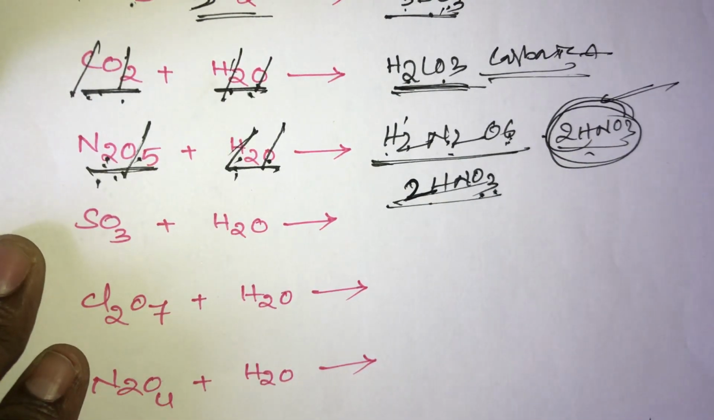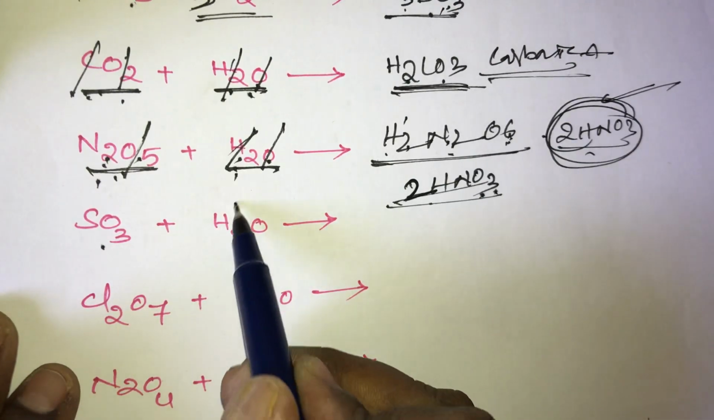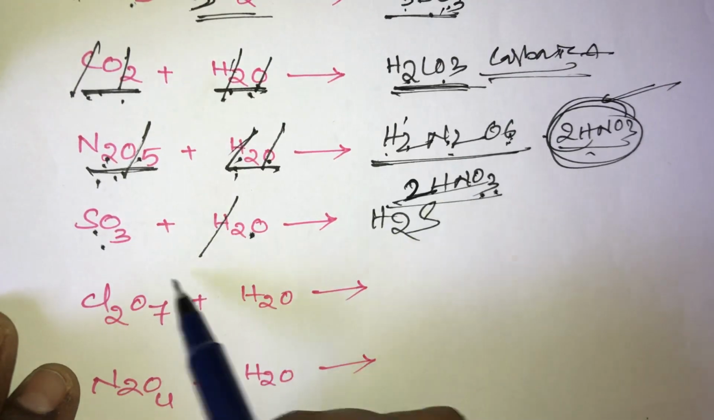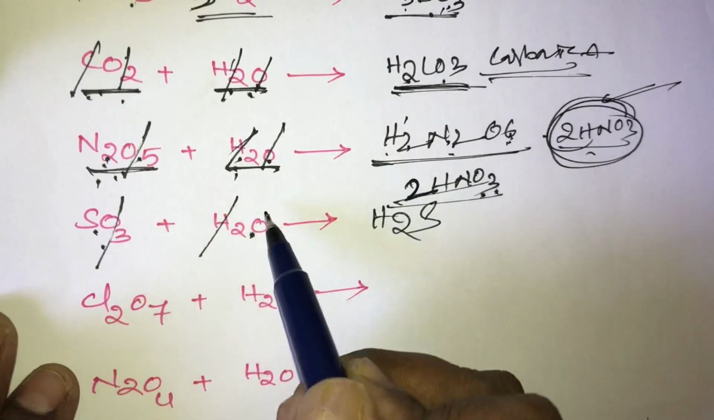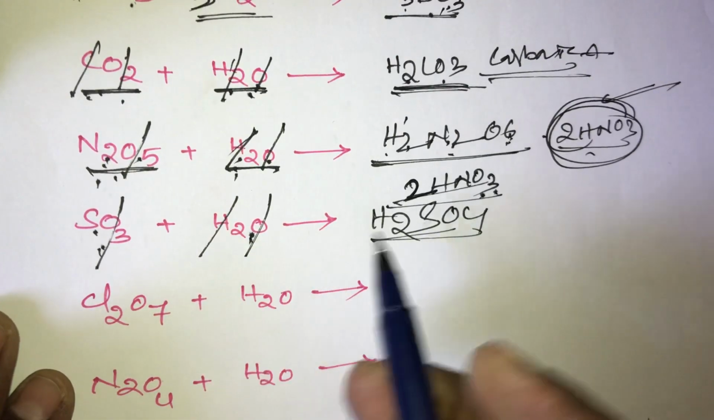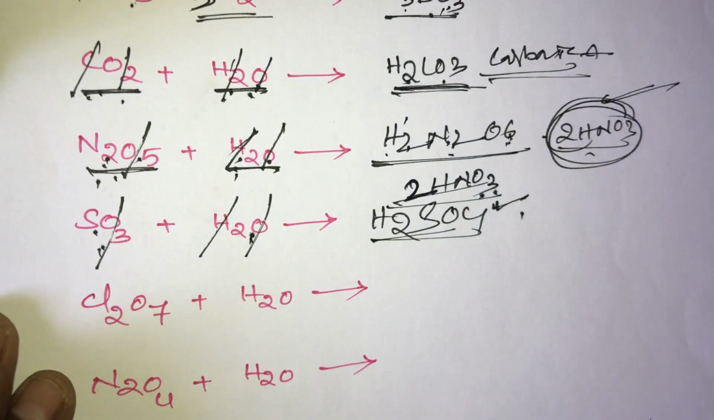2 moles of HNO3. And SO3 dissolves in water. What happened? Here write H2. Here sulfur, only one sulfur is there, S. Total oxygens: 3 oxygens here, 1 oxygen here. That is H2SO4. SO3 dissolves in water to form H2SO4, which is called sulfuric acid. Sulfur trioxide dissolves in water to form sulfuric acid, H2SO4.